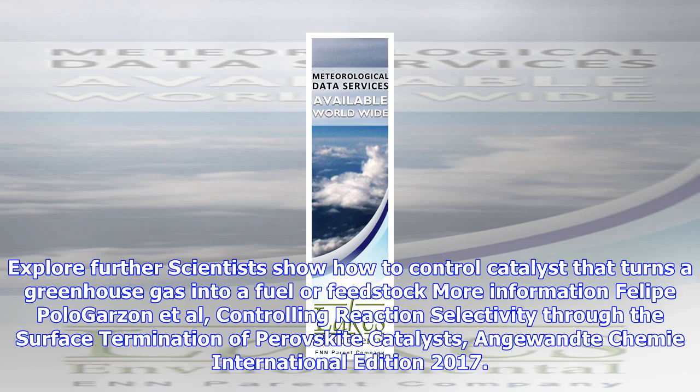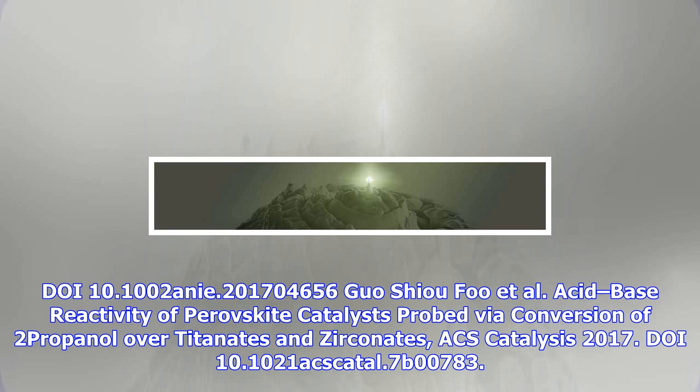Scientists show how to control catalyst that turns a greenhouse gas into a fuel or feedstock. More information: Felipe Polo-Garzón et al., Controlling Reaction Selectivity Through the Surface Termination of Perovskite Catalysts, Angewandte Chemie International Edition (2017). DOI: 10.1002/anie.201704655. Guoxiu Fu et al., Acid-base reactivity of perovskite catalysts probed via conversion of 2-propanol over titanates and zirconates, ACS Catalysis (2017). DOI: 10.1021/acscatal.7b00783.